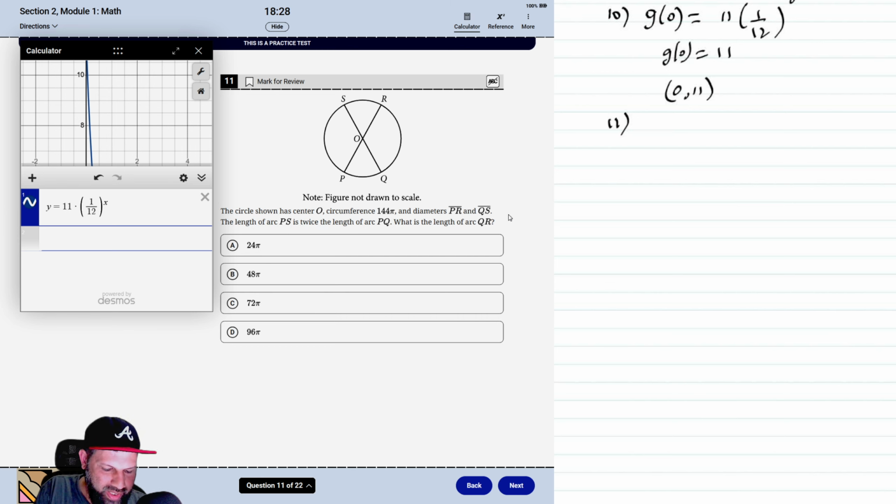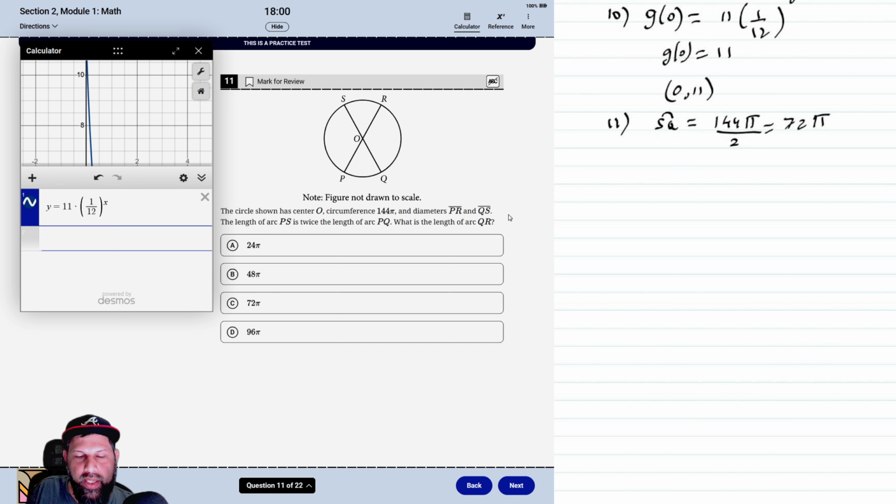We can see here that the diameter SQ creates a semicircle SQ. So the length of arc SQ is going to be equal to half the circumference, so 144 pi divided by 2, which is equal to 72 pi. Same with PR, so arc PR also is going to be equal to 72 pi.